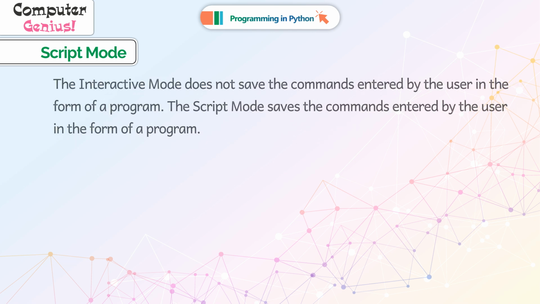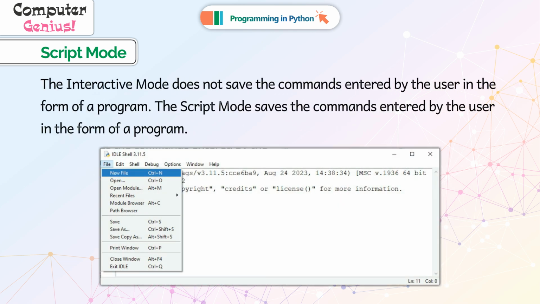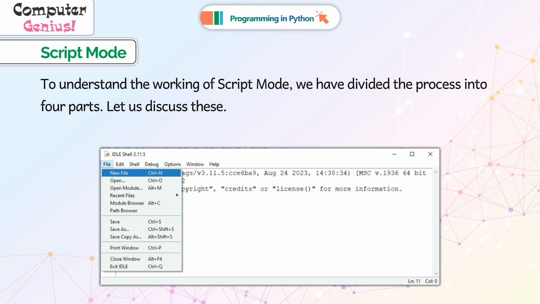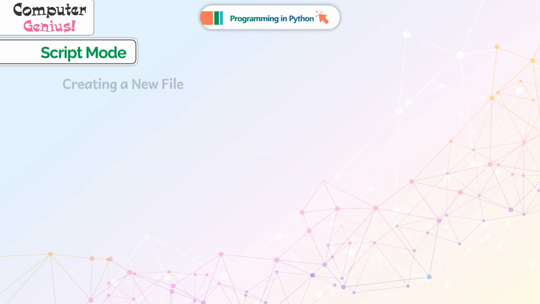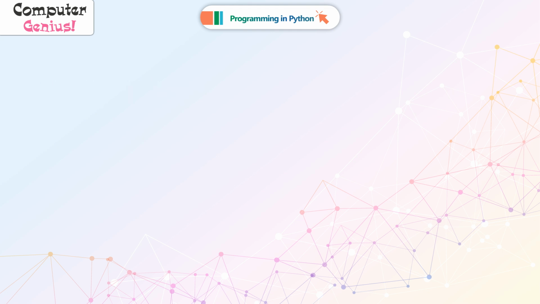Script mode. The interactive mode does not save the commands entered by the user in the form of a program. The script mode saves the commands entered by the user in the form of a program. To understand the working of script mode, we have divided the process into 4 parts. Let us discuss these. Creating a new file.